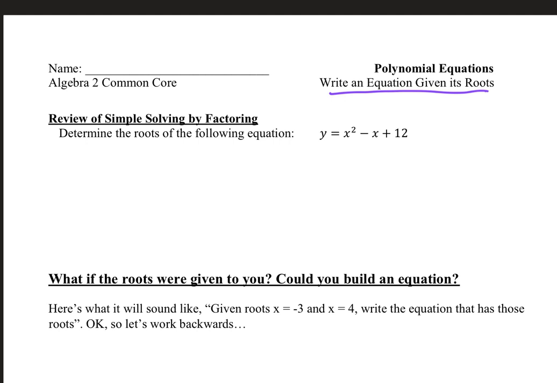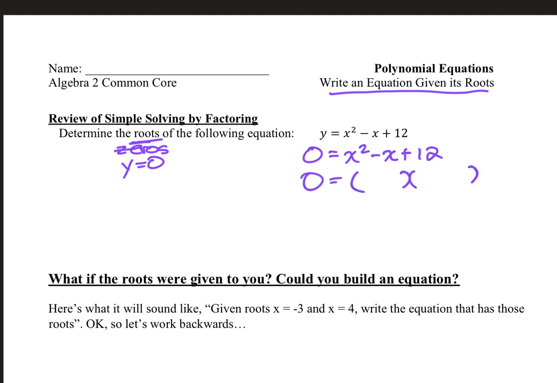Okay, so just a quick review so you remember what we did previously. We are going to determine the roots of the following equations. Remember, roots, zeros, these are the same thing. That means, what are the values of x when y is 0, or what values of x would make y 0. Okay, so to solve this, we set y equal to 0 and we factor.